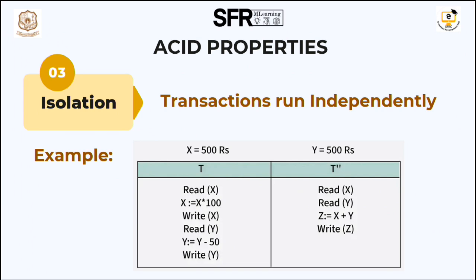Isolation ensures that T double dash does not read outdated values while another transaction is still in progress. Transactions should be independent and T double dash should access the final values only after T commits. This avoids inconsistent results like the incorrect sum calculated by T double dash.